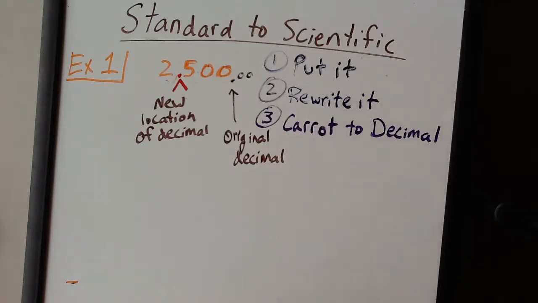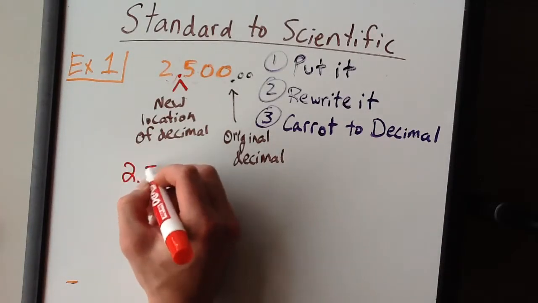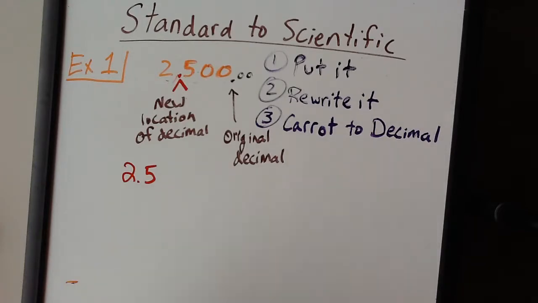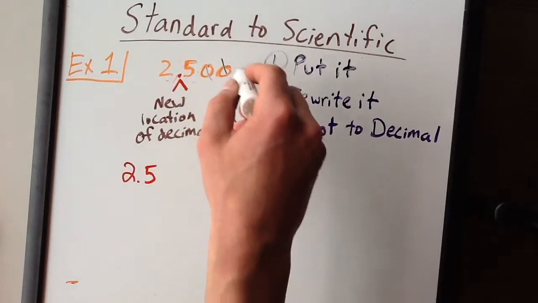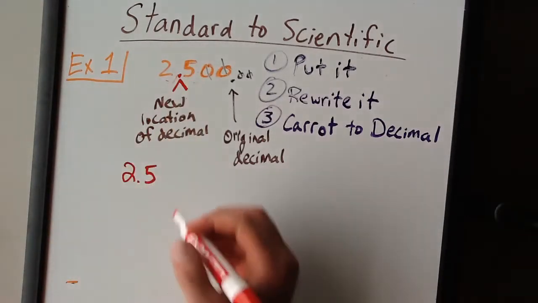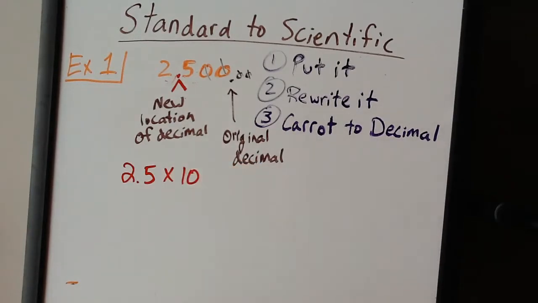Next, I'm going to rewrite it. I'm going to rewrite it with this new location of the decimal. So let's rewrite this number 2.5. Since that's where the new location of the decimal is. These other zeros after the 5 are not needed. They fall off, we'll say. They're not needed. So I'm not going to write them. I'm going to rewrite this number 2.5 times 10 to some power. Okay, so I need to figure out what is my exponent going to be on 10.